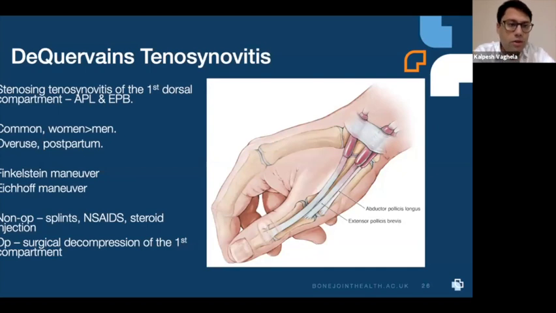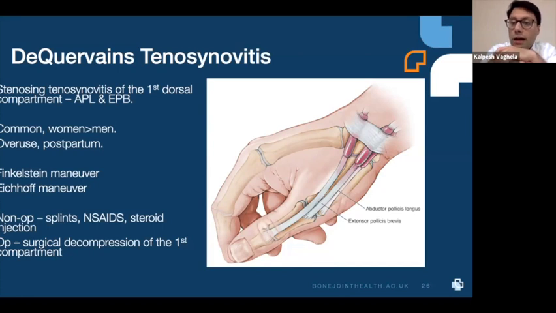We then move on to de Quervain's. It's a very common condition, and it's a condition which involves the first dorsal compartment of the wrist. That includes APL and EPB. The classic presentation is a female of childbearing age, who's had a newborn, and they get repeated ulnar deviation of the wrist because they're lifting the child up repetitively, and that causes inflammation of the first dorsal compartment.